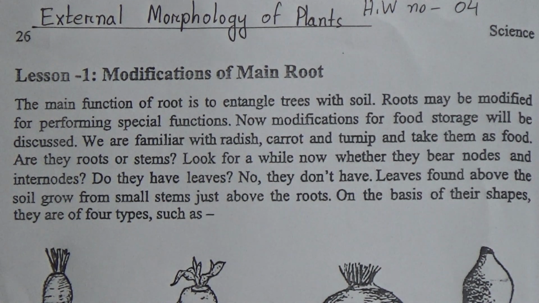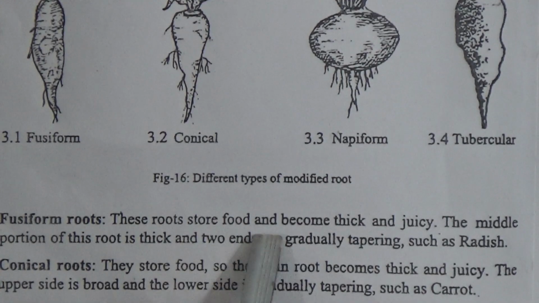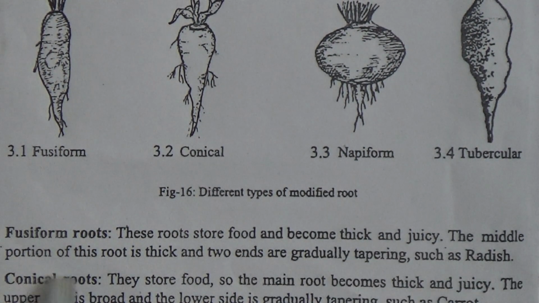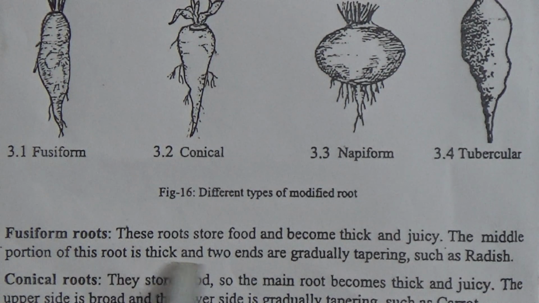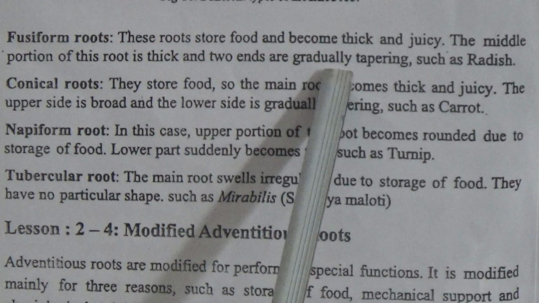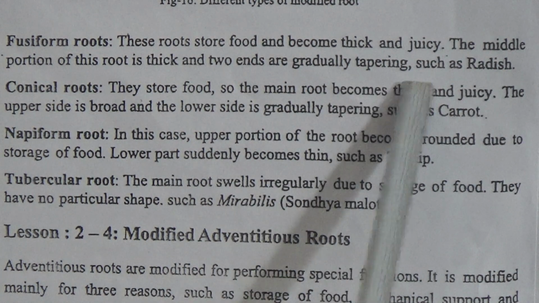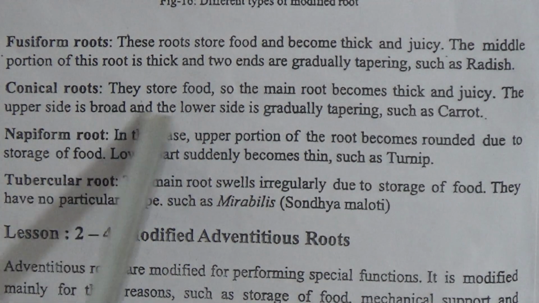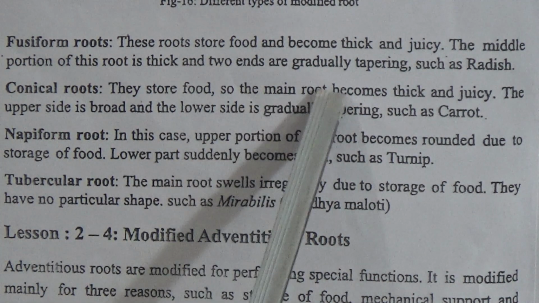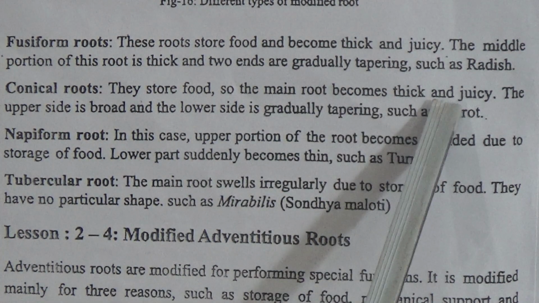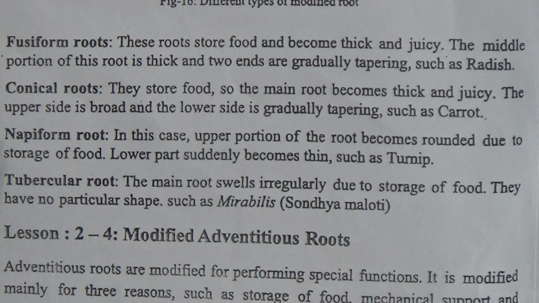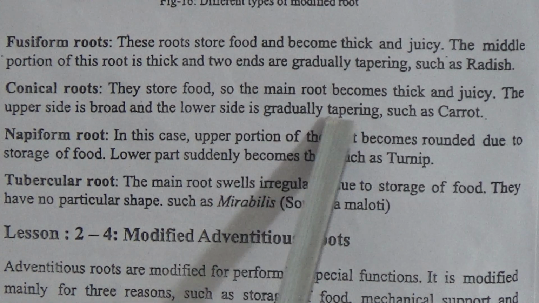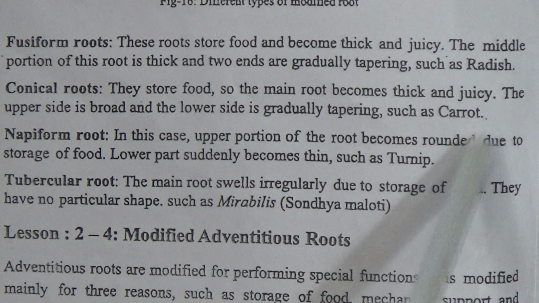Fusiform roots. These roots store food and become thick and juicy. The middle portion of this root is thick and 2 ends are gradually tapering, such as radish. Conical roots. They store food so the main root becomes thick and juicy. The upper side is broad and the lower side is gradually tapering, such as carrot.